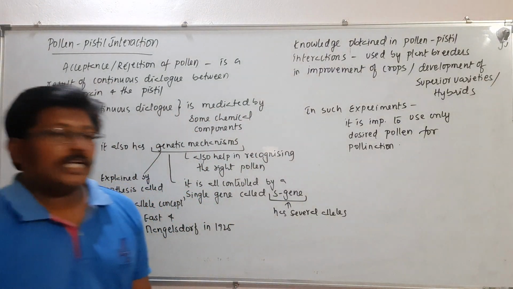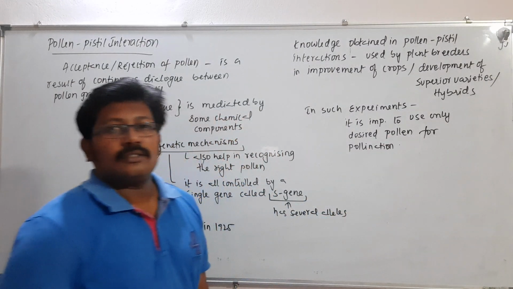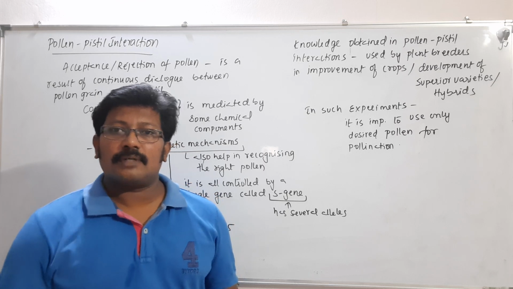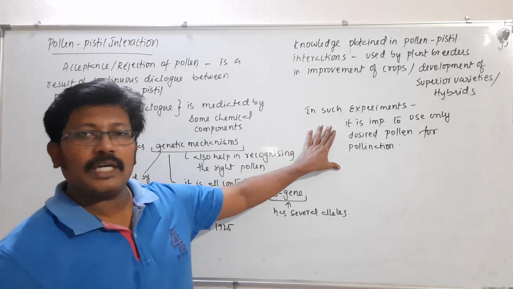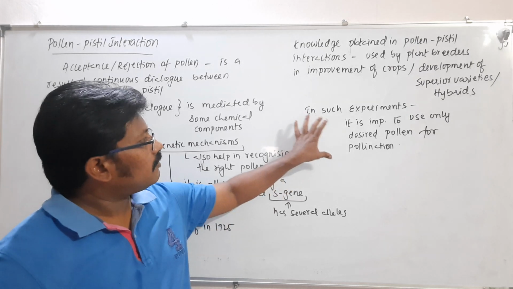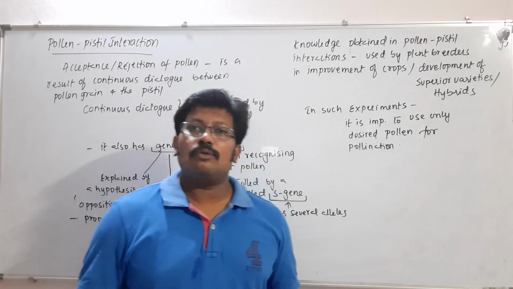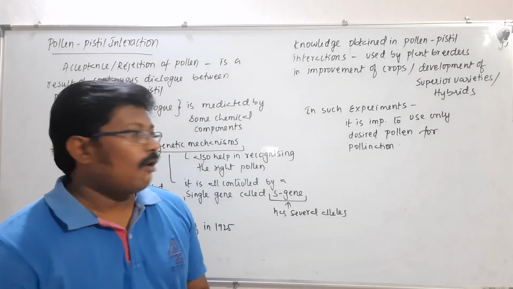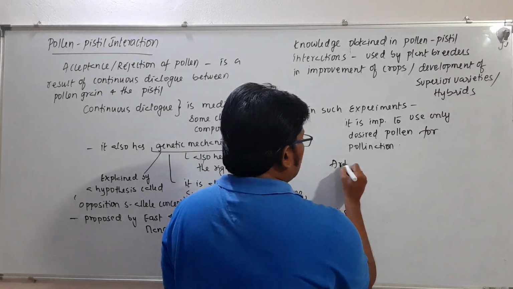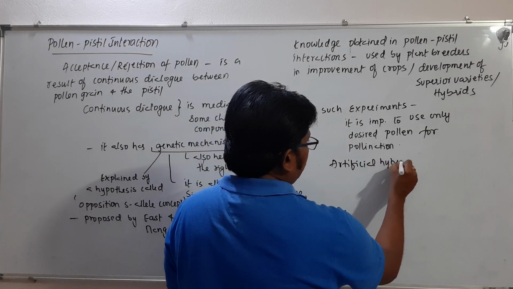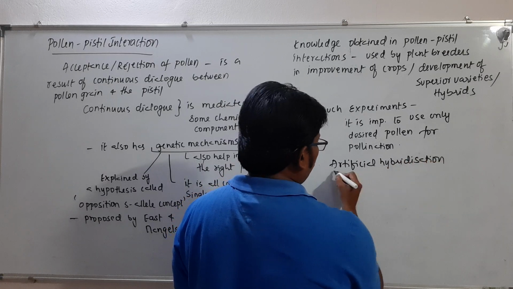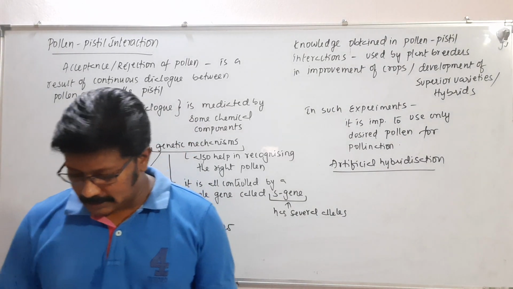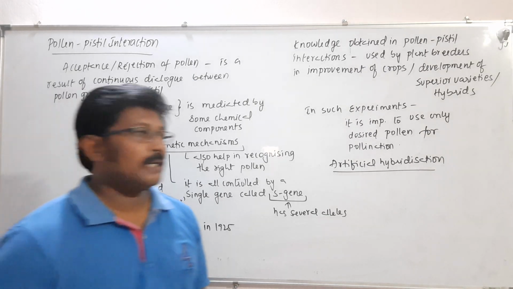Here the desired pollen means the pollen from a known plant. In natural conditions we cannot know from which plant the pollen has come, but in these experiments they clearly know where the pollen has come from, because they collect that pollen and dust it on the stigma themselves. This whole process we call artificial hybridization. This artificial hybridization is a major approach of crop improvement programs.